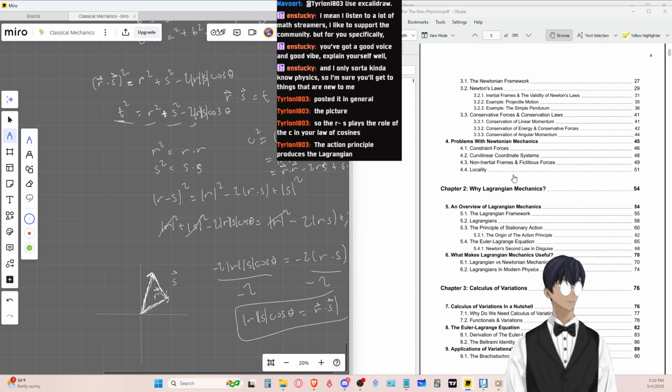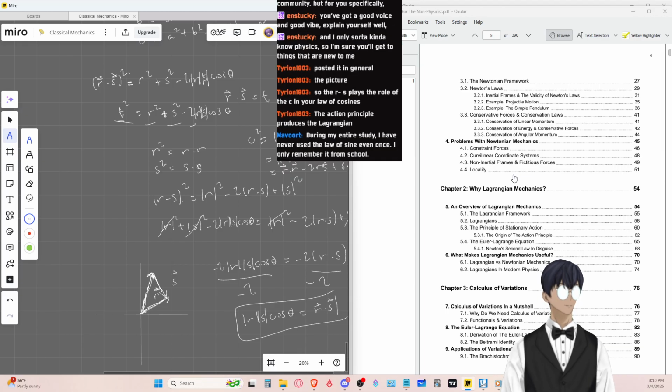The action principle produces the Lagrangian. Right. During my entire study, I have never used the law of sine even once. I only remember it from school. Oh, okay.